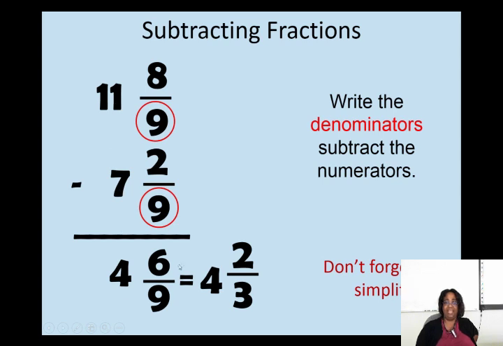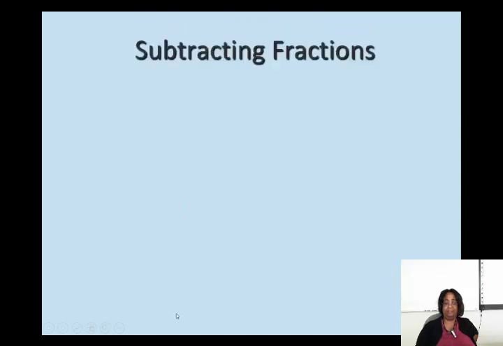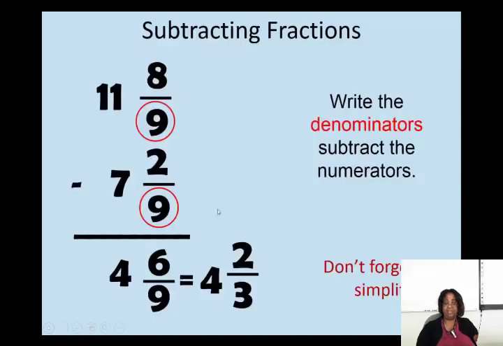But I cannot forget to reduce. 6 over 9, what can I use to reduce it down? What factor? 3. Oops, I'm sorry, I didn't mean to go so fast. 3. So if I divide 3 into 6, I get 2. And if I divide 3 into 9, I get 3. So this is how I got 4 2/3, and that is as low as I can get because both 2 and 3 are prime. So I'm done.